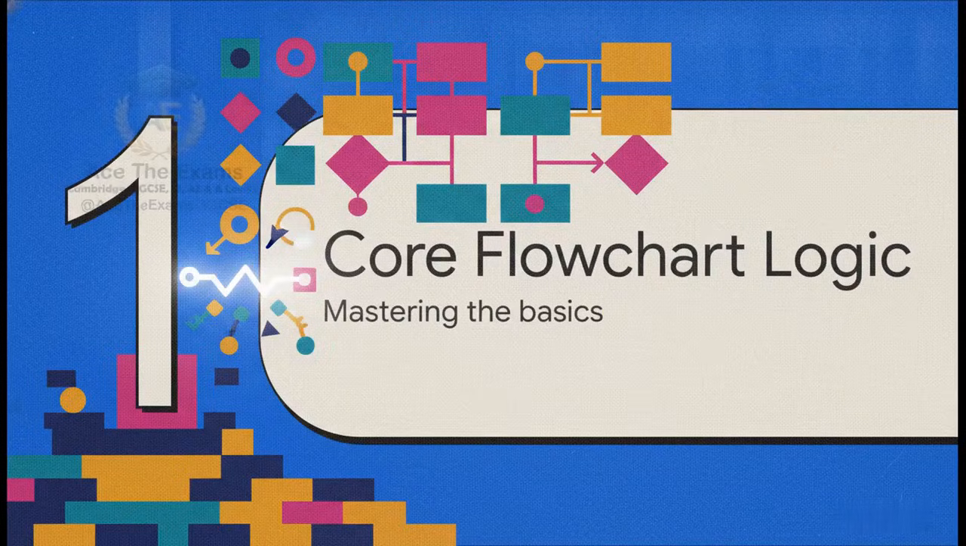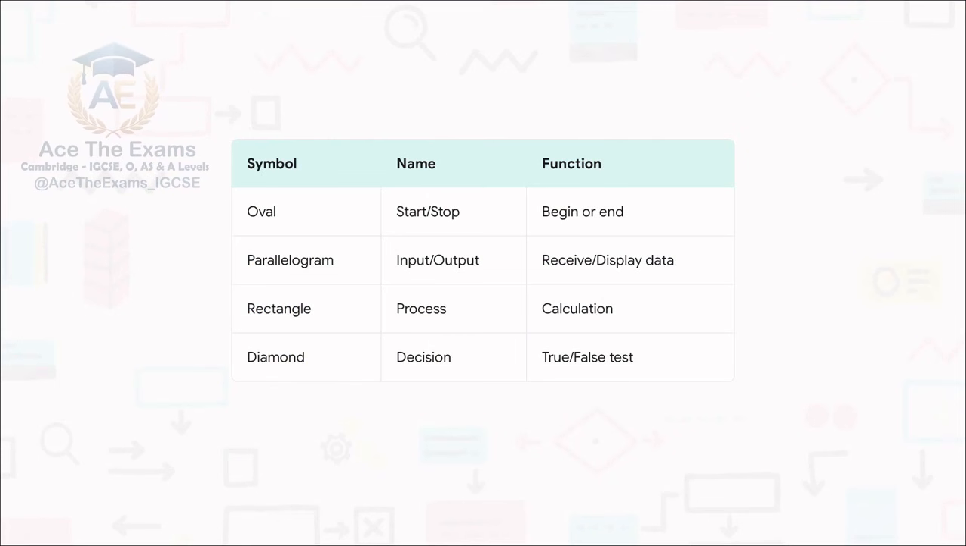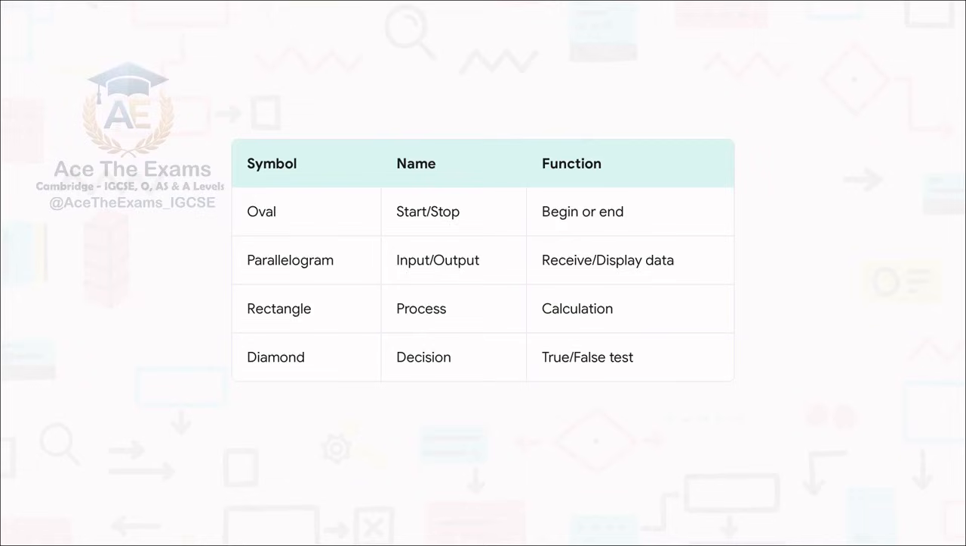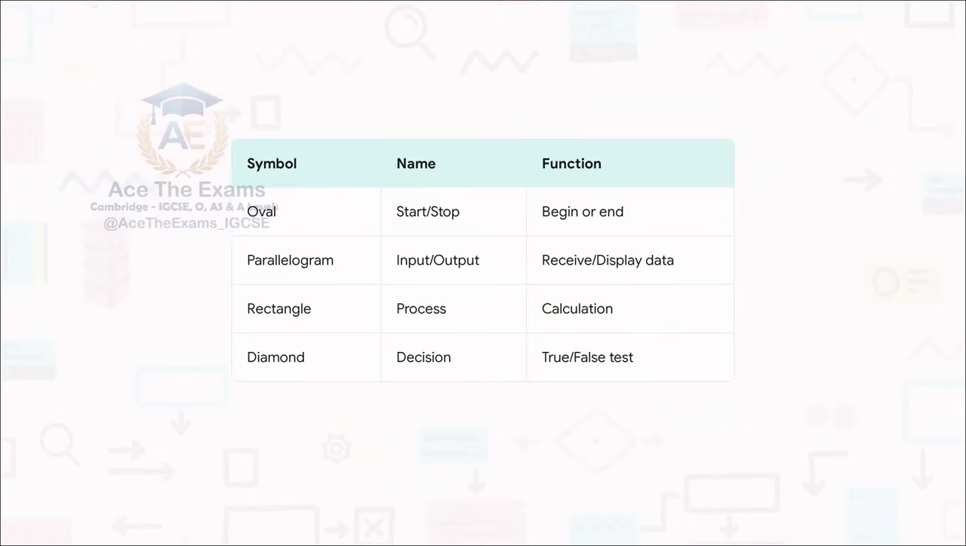All right, Section 1. Core flowchart logic. Mastering the basics. Now, you gotta remember, the Cambridge mark scheme is incredibly strict about geometry. You've got 4 essential symbols to work with: the oval for start or stop, the parallelogram for input or output, the rectangle for a process or calculation, and that diamond for a decision.